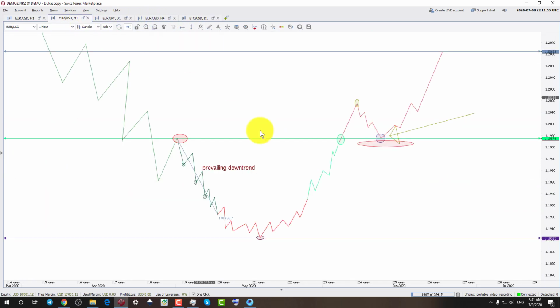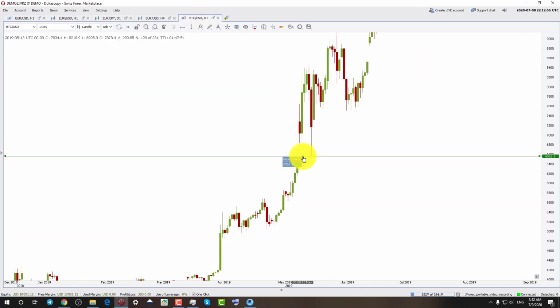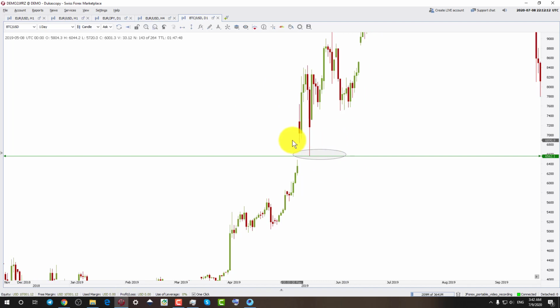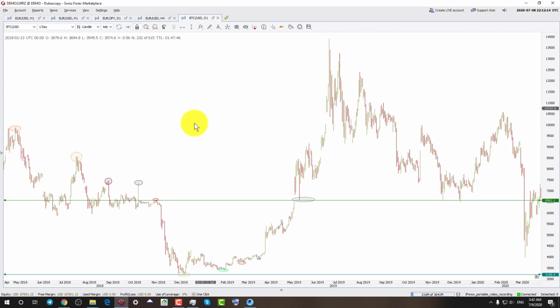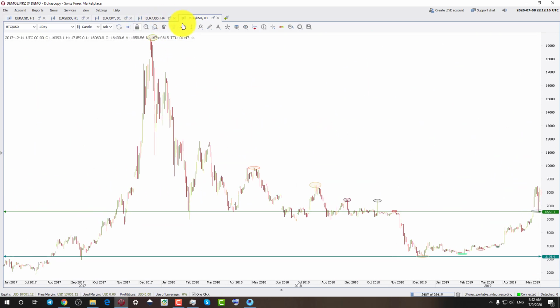You see, it came back to this level as support, and that is actually a place where we have to open the buy position with the next level of resistance as target. So in this case, this was our buy position. This was an area of interest for us to open the buy position, and as per the chart, the next levels of resistance were the next highs.